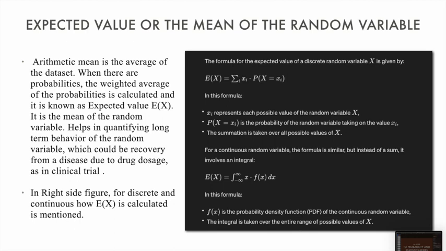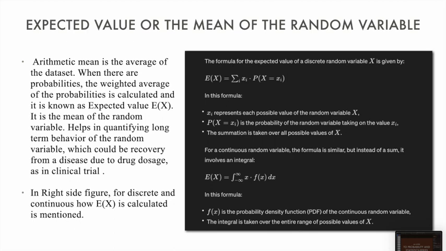E of x is equal to, as mentioned previously, the summation of xi into P of x equal to xi. Xi represents each possible value of the random variable x. P of x equal to xi is the probability of the random variable taking on the value xi. The summation is taken over all possible values of x. For a continuous random variable, the formula is similar, but instead of a sum, it involves an integral. That is, minus infinity to plus infinity of x into f of x dx, where f of x is the probability density function of the continuous random variable. The integral is taken over the entire range of possible values of x.